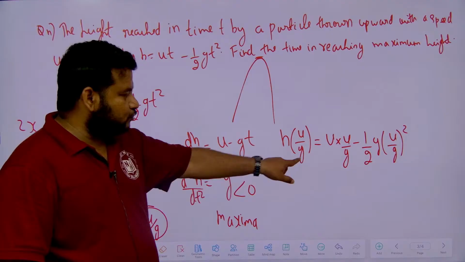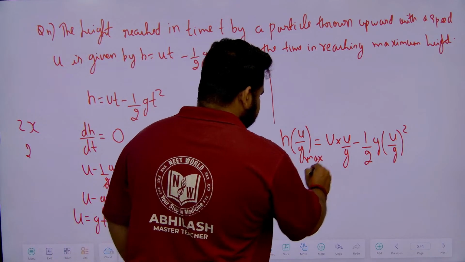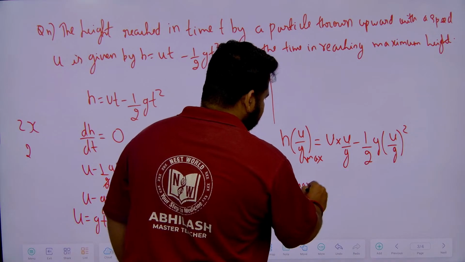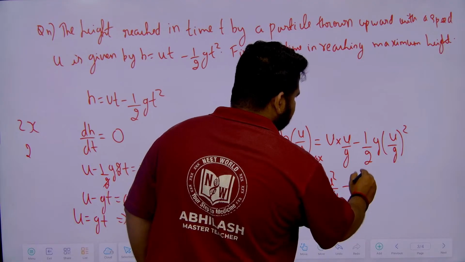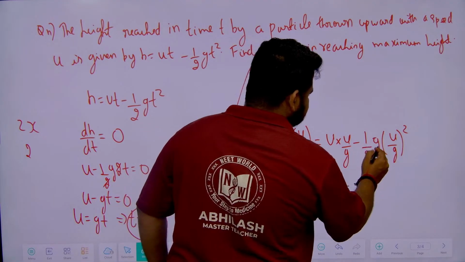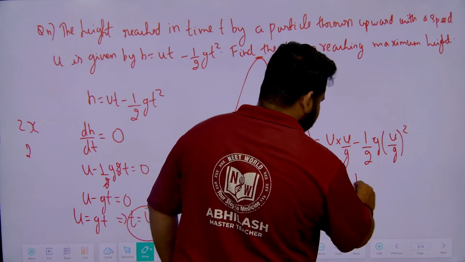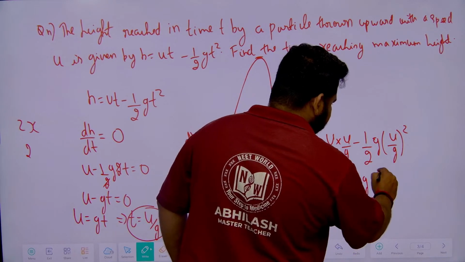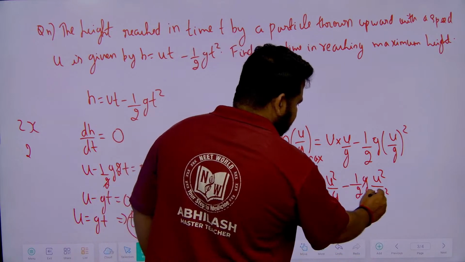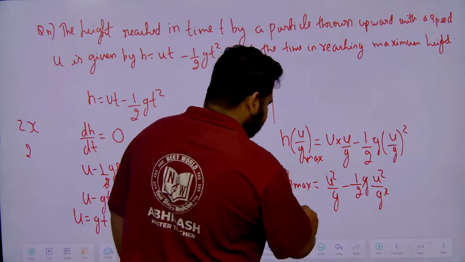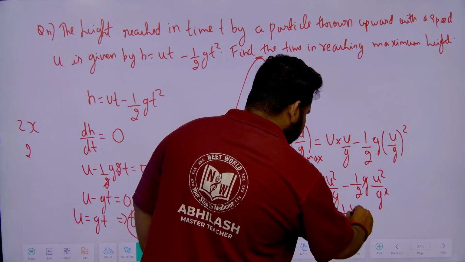What is the maximum height? You will get it here. H max will be equal to u square by g minus half into g into u square by g square. Here g and g square, so g and one g will cancel. Now we are having u square by g minus half into u square by g.